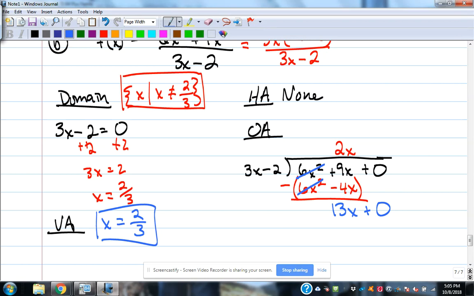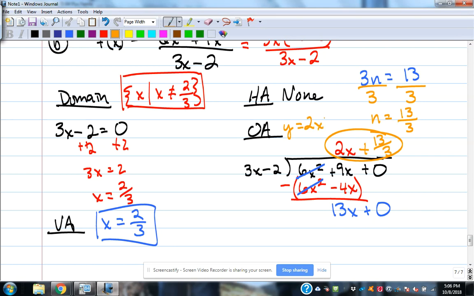Okay, it started out nice. Now 3 times what gives me 13? Divide by 3. Oh, it's just 13 over 3. That's nice. I don't even have to do the multiplication and stuff to get there because this is my oblique asymptote. Y equals 2x plus 13 over 3. That's my oblique. Okay.